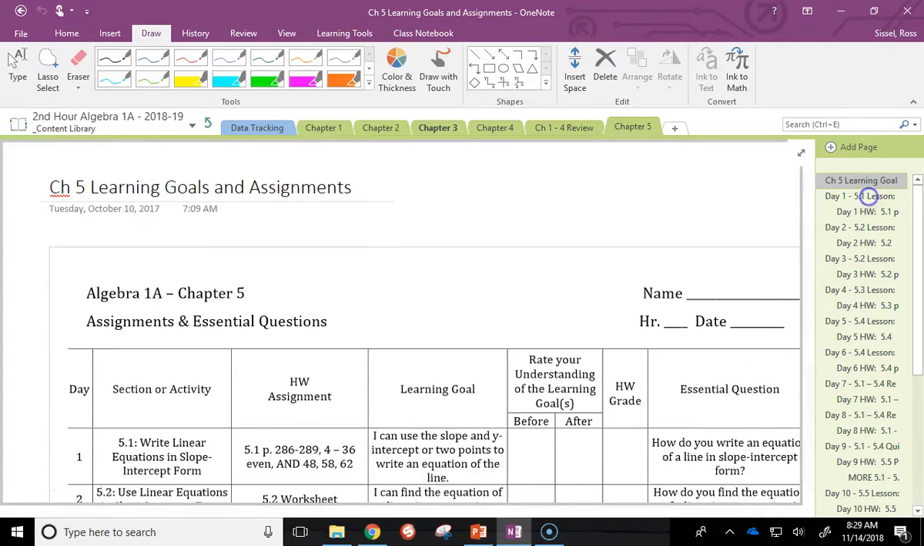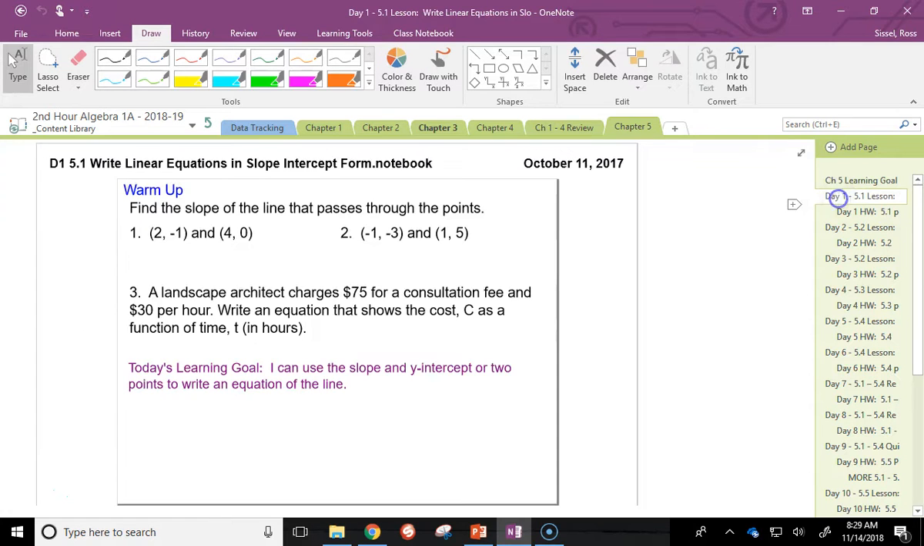Okay? So, we're going to work on today's chapter 5.1. And today's lesson is write linear equations in slope-intercept form. So, this is something we had to nail. We should remember, slope is shown as m, and it is our rise over our run.